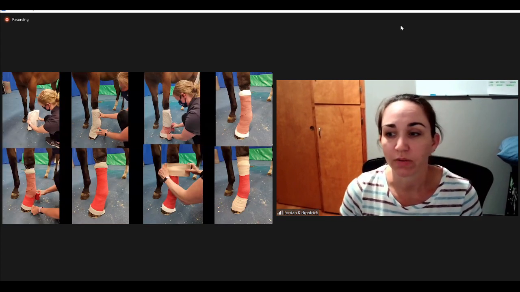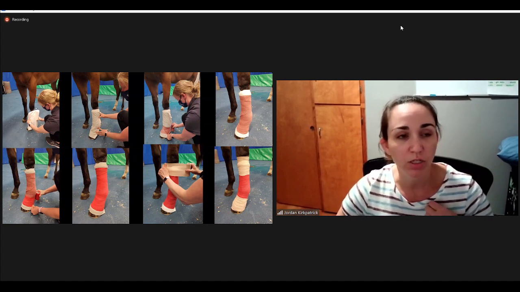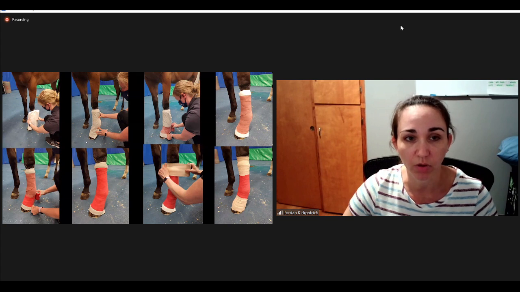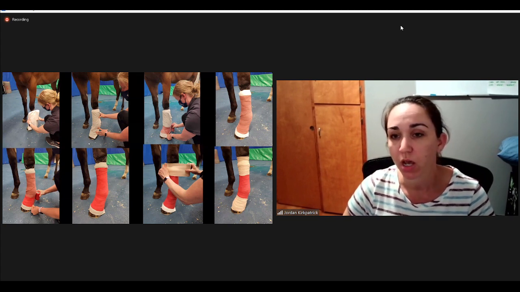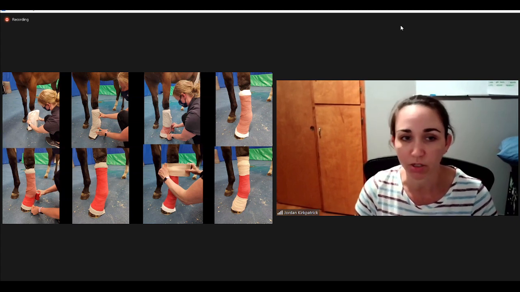This is just pictures of how to put a bandage and splint on. This is one of my current patients in the hospital. She doesn't have a fracture, but she did tear a ligament on the outside of her fetlock on this leg. So this collateral ligament over here. So she's being managed in a bandage and a splint. She was in a cast and then a bandage cast, and now she's in a splint.